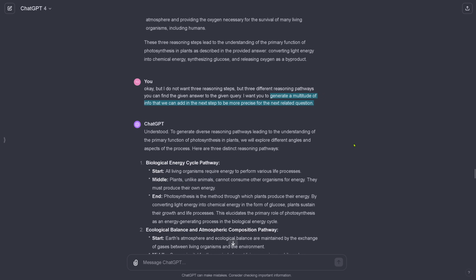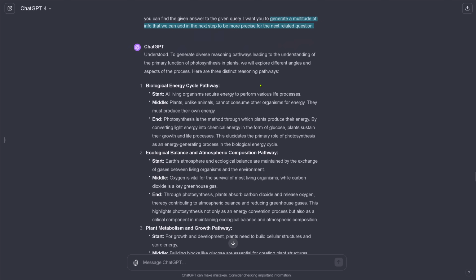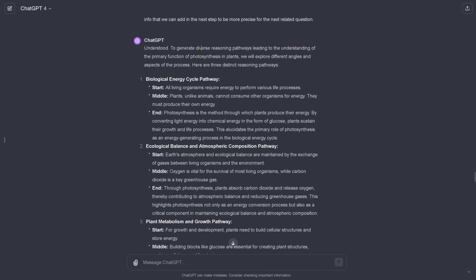And GPT-4 comes back and says, hey, I understood it. So to generate diverse reasoning pathways leading to the understanding of the primary function of photosynthesis in plants, we will explore different angles, different perspectives and aspects of the process. And now we start, now we're in the game. This is exactly what we want here. Self-generated additional synthetic information created or generated by the large language model.